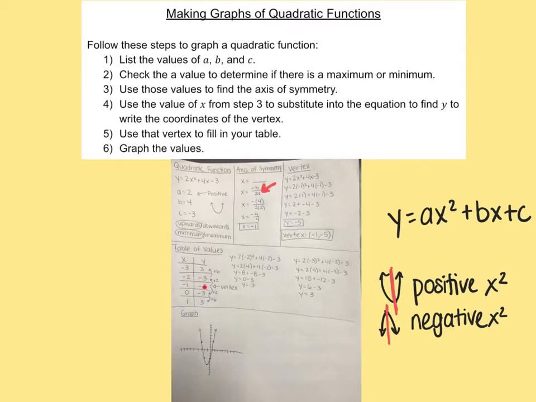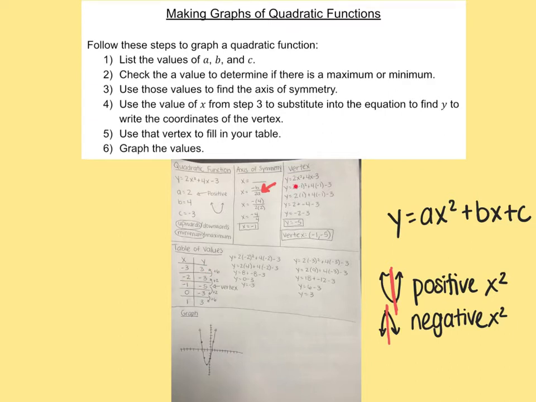The vertex, I put it right in the middle here, and then from the x, I put 1 above, 2 above actually, 1, 2, and then 2 below, just counting by ones, subtracting 1, adding 1 to fill in the table. Then what I do is I use these x values to figure out what y would be.